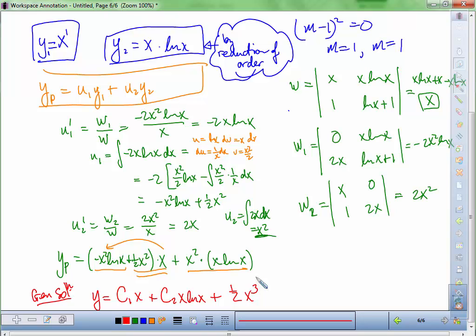Boy. I hope that's right. What? What does Wolfram say? It says C1 plus C2 x ln x plus x ln squared x. Yeah.